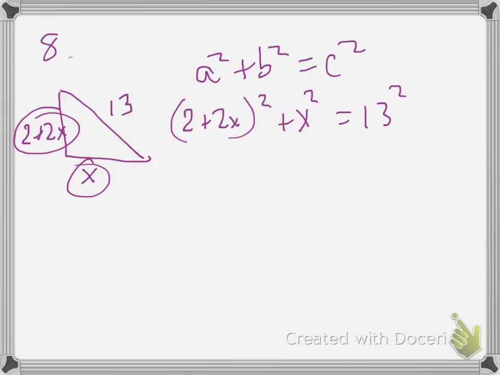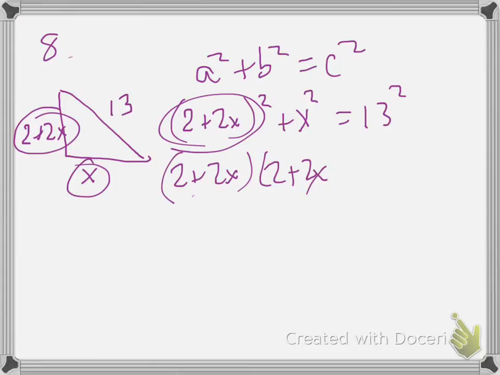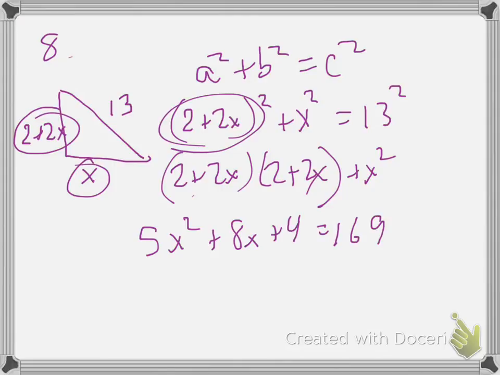And you can look on the answer key for how to solve that through. But once you get that solved down, you're going to have to use FOIL here. So you're going to have 2 plus 2x times another 2 plus 2x, then plus x squared. And again, you can look on the solutions in MyMathLab. But once you get down to it, you should have 5x squared plus 8x plus 4 equals 169. And again, you would set that equal to 0 and use the quadratic equation.